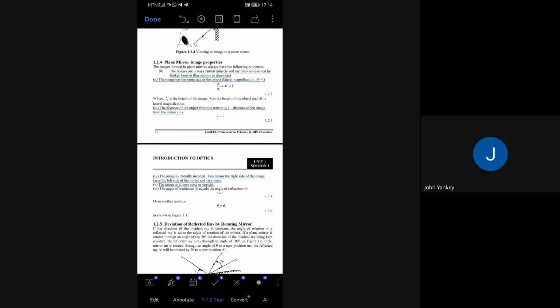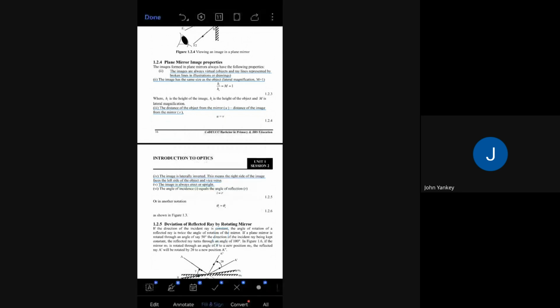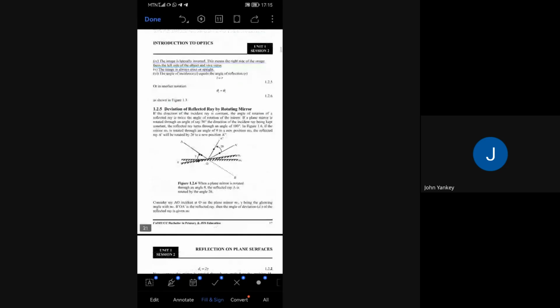Sir, please, at this time, will a magnification appear on the mirror? Yes, but it's just a ratio of the size of the image to the size of the object. And because the size of the image is the same as the size of the object, the magnification is 1, or there's no magnification. The magnification is 1, which means there is no magnification. Size of image is the same as size of object, so there's no magnification. The 1 means there is no magnification.